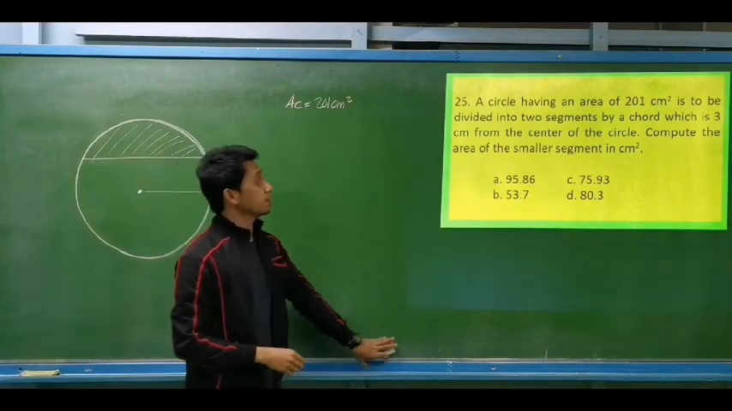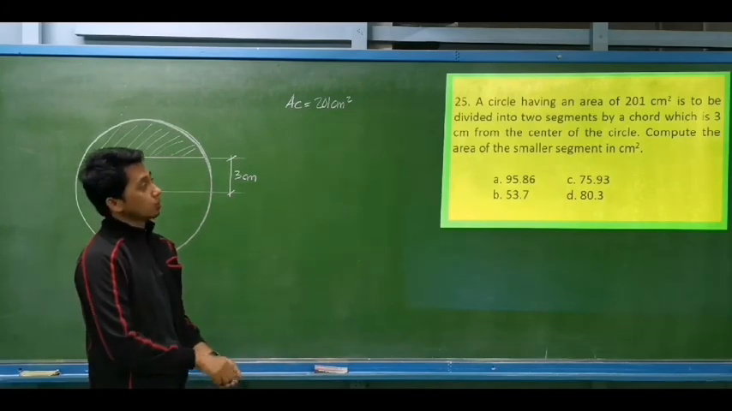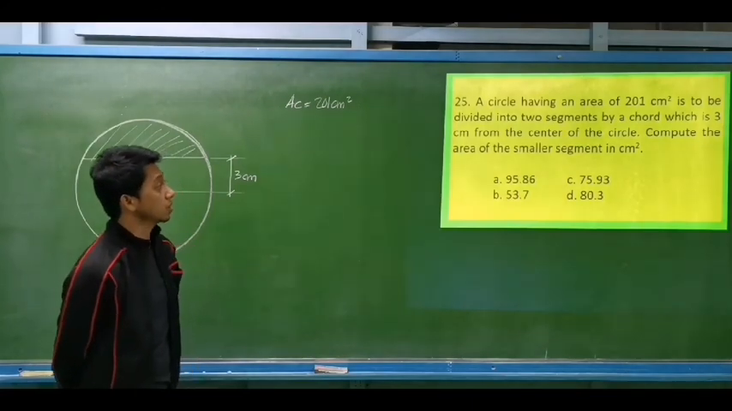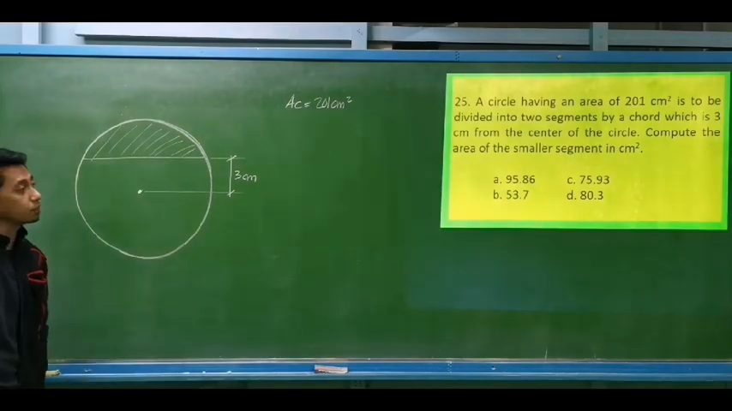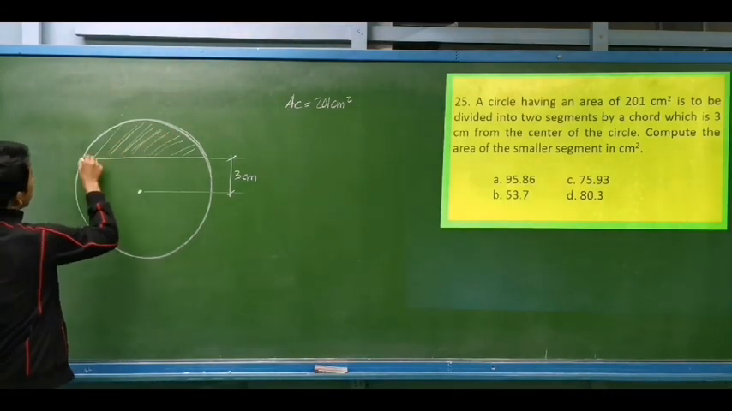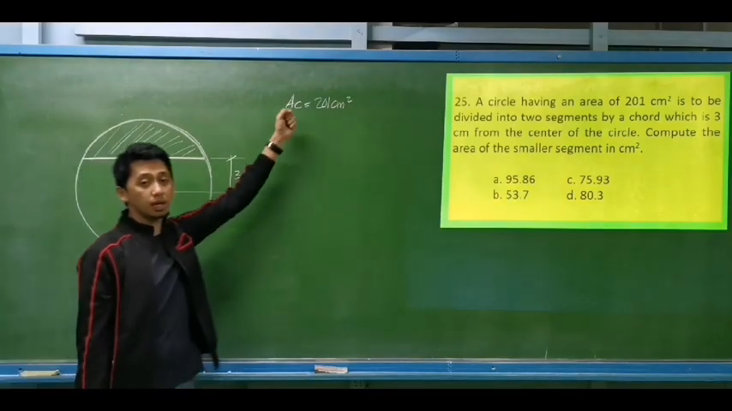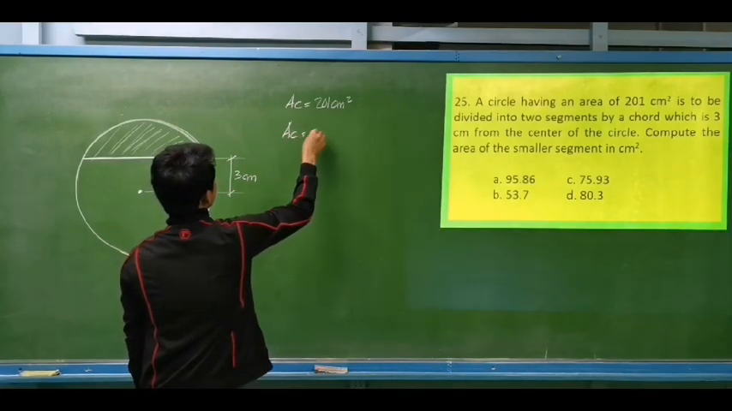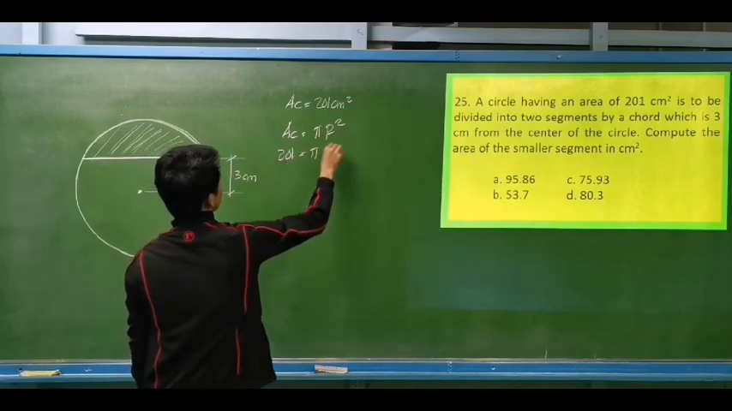So in example number 25, it says here, a circle having an area of 201 square centimeters is to be divided into 2 segments by a chord, which is 3 centimeters from the center of the circle. Compute the area of the smaller segment in square centimeters. This is the smaller segment, and this is the chord that is 3 centimeters from the center. So they gave the area of the circle so we can get the radius. The area of a circle is equal to pi the radius squared. So 201 equals pi the radius squared.